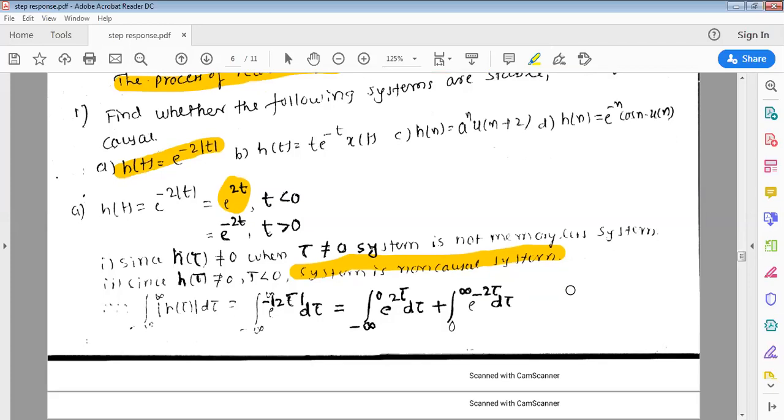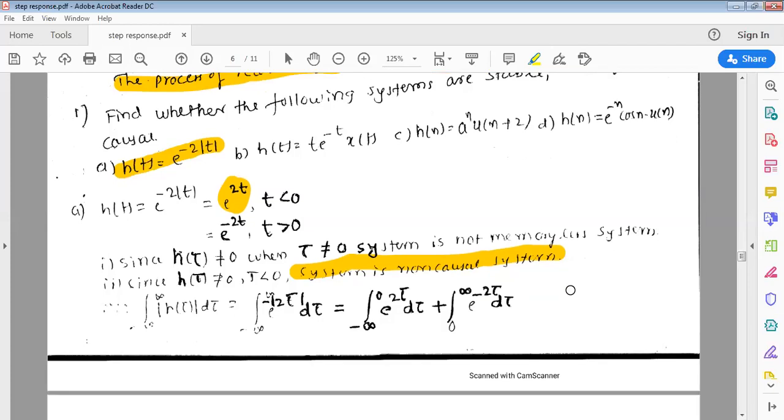Any doubt? Any doubt regarding this one?